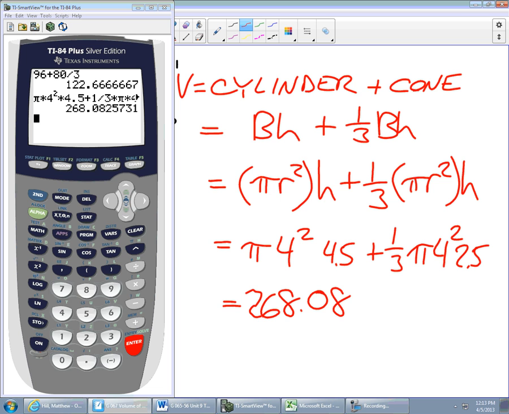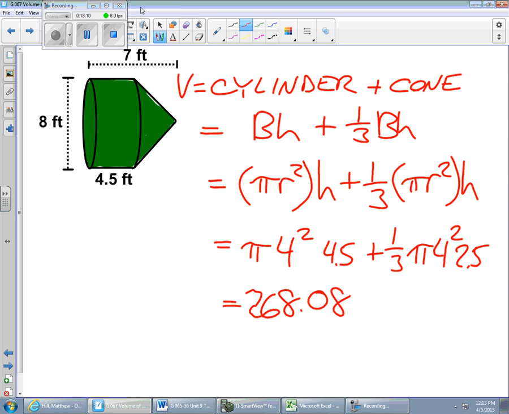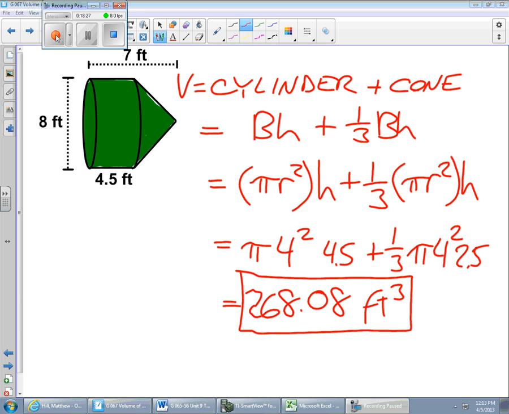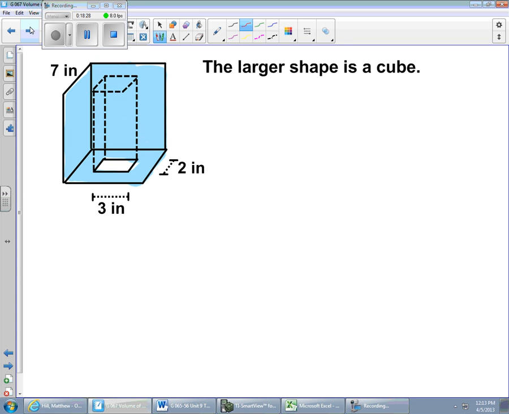Okay, so we got 268.08 what? Feet, cubic feet. There you go. So there's that one. All right, let's have a look at this next one.